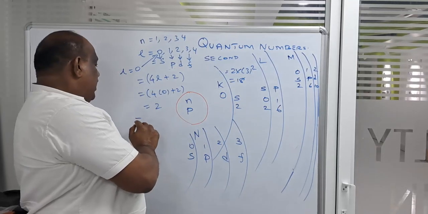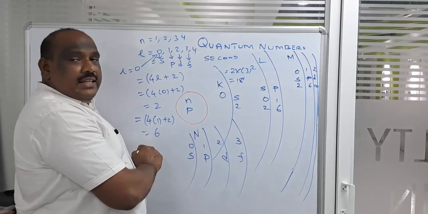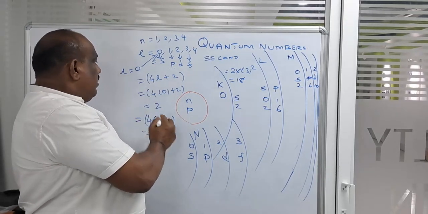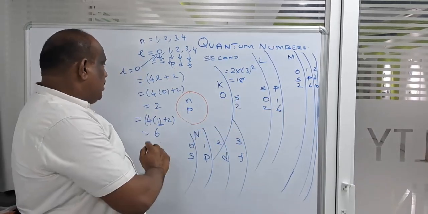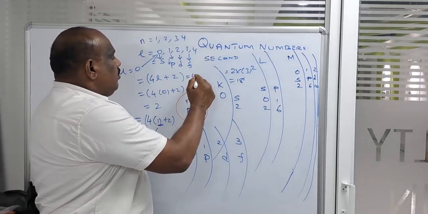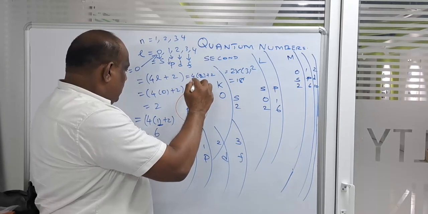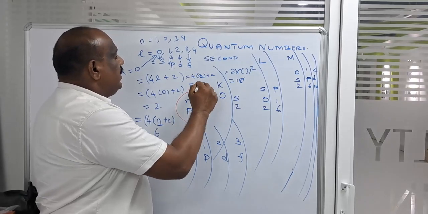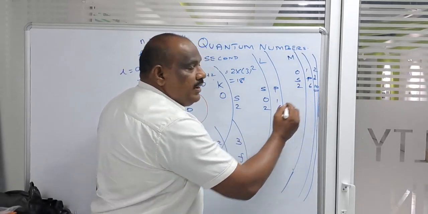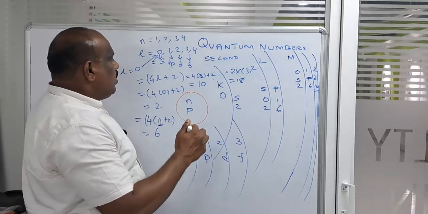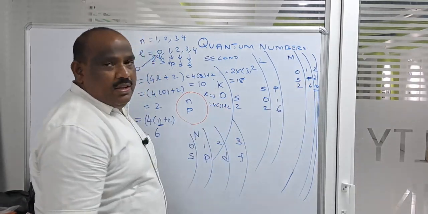So the S subshell can have a maximum of 2 electrons. Now I will put L equal to 1. So 4 into 1 plus 2, 4 plus 2 is 6. L equal to 1 is called the P subshell, so P can hold a maximum of 6 electrons. Similarly, try L equal to 2: 4 into 2 plus 2, 8 plus 2 is 10. L equal to 2 is D, so D can have a maximum of 10 electrons. What about the next one? L equal to 3: 4 into 3 plus 2 is 14. So the F subshell can have a maximum of 14 electrons.